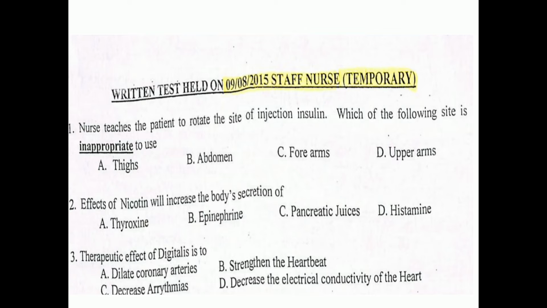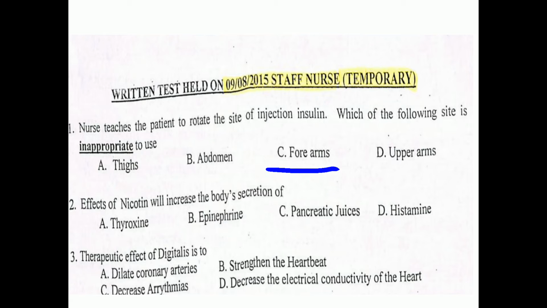The first question is, the nurse teaches the patient to rotate the site of insulin. Which of the following sites is inappropriate to use? Options are thigh, abdomen, forearm, upper arm. The correct answer is option C, that is forearm.